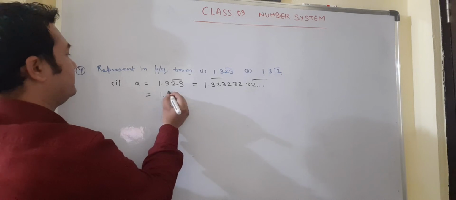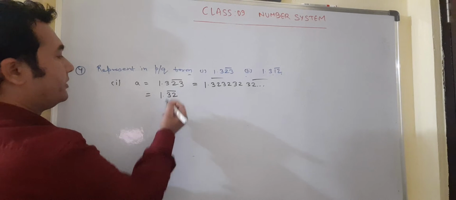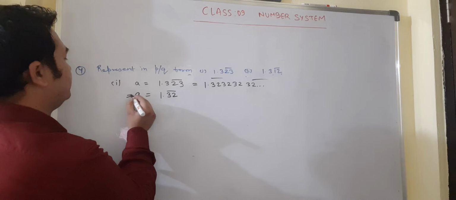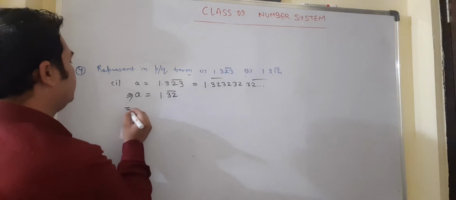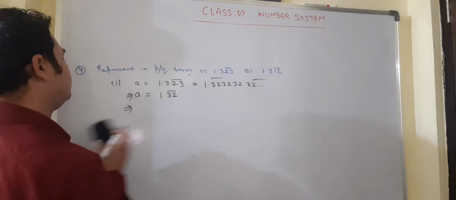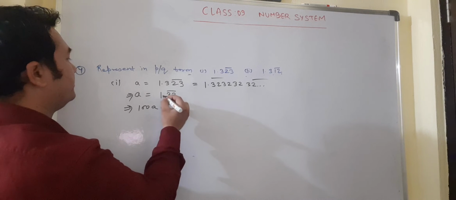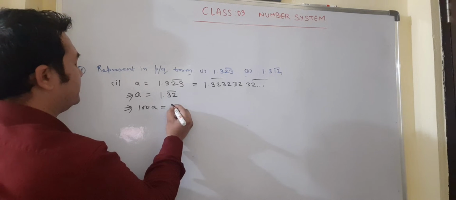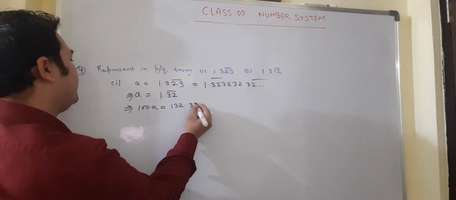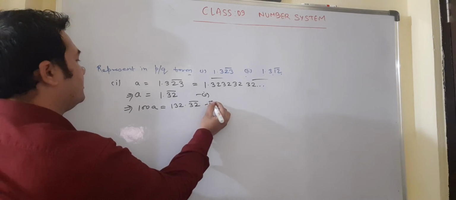It can also be written as this number, 1.3 bar over 32. So if this implies A equals to this, now 10A, no, 100A, because we need to shift it 2 places. This will be 132.32 bar. This is equation 1, this is equation 2.